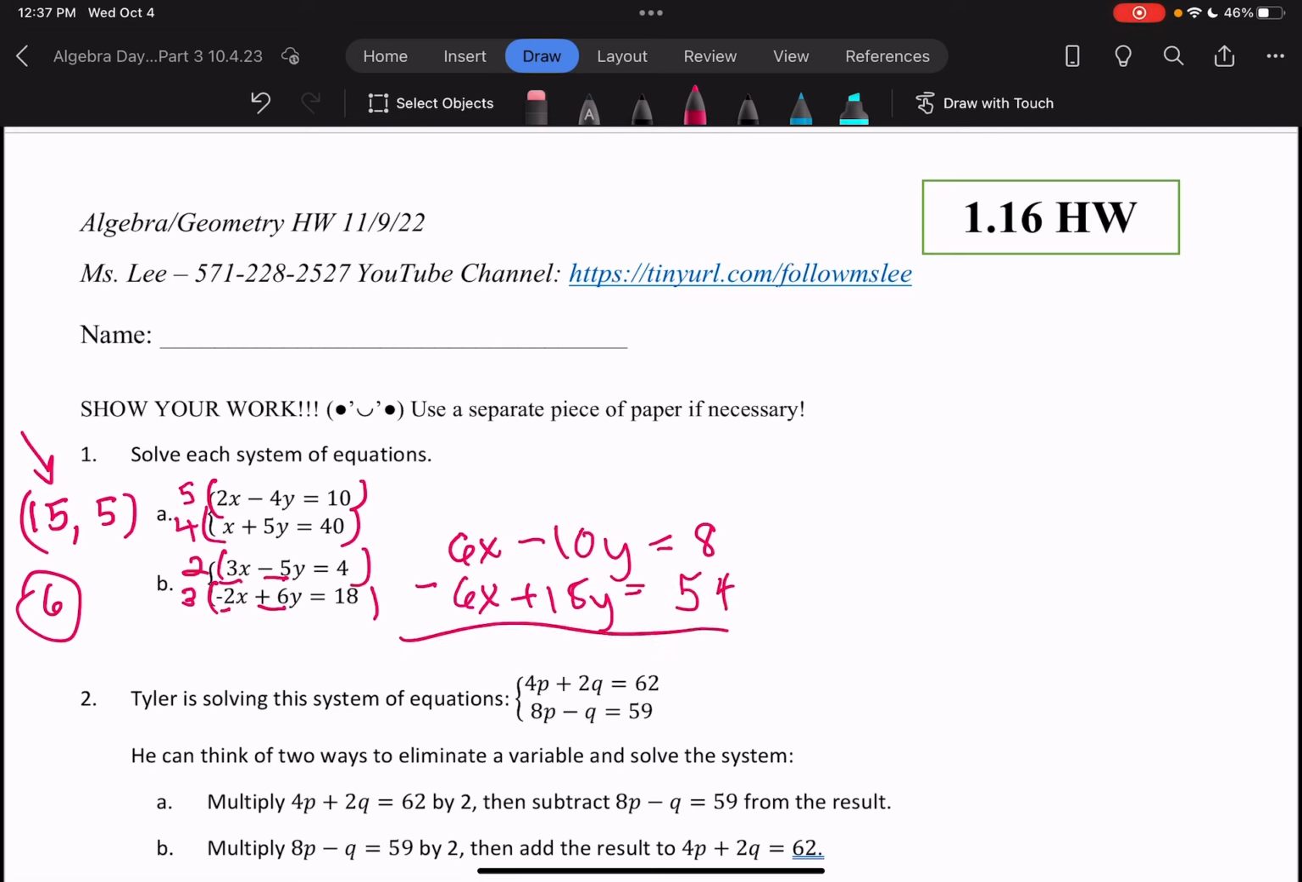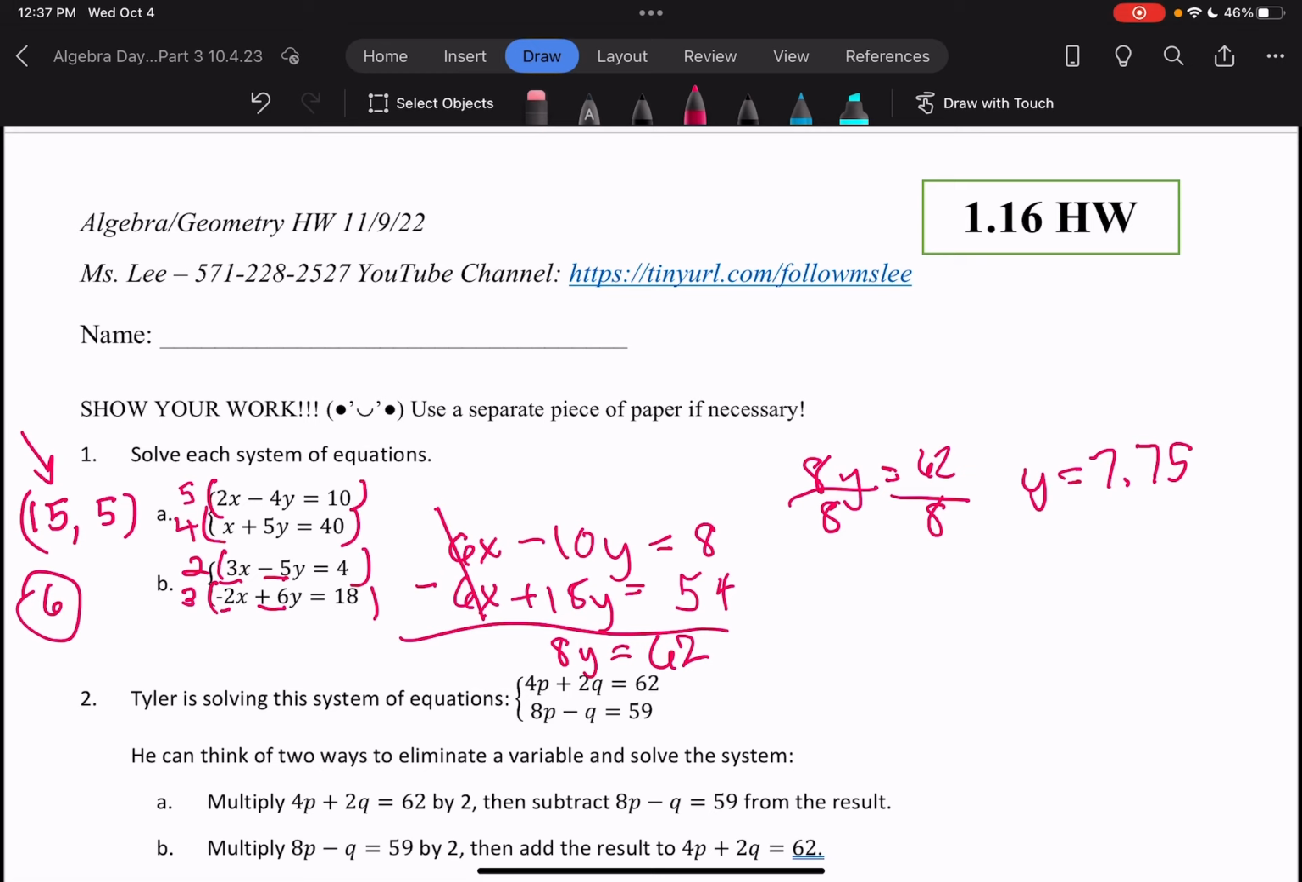Now I'm going to go ahead. This will cancel out. We're left with 8y here equals 62. So we are not going to get a nice even number here. So 8y equals 62. Divide both sides by 8. If you do 62 divided by 8, you'll get 7.75. So y equals 7.75, or 7 3/4.